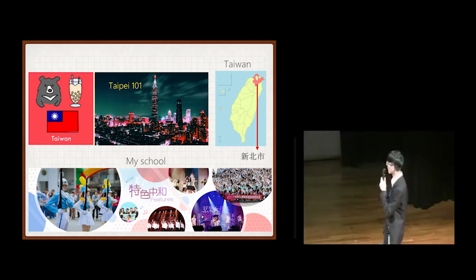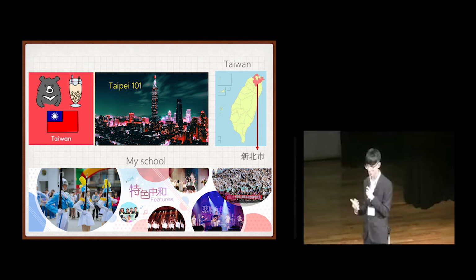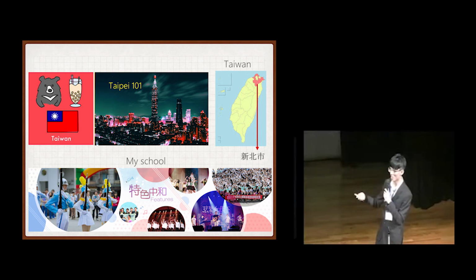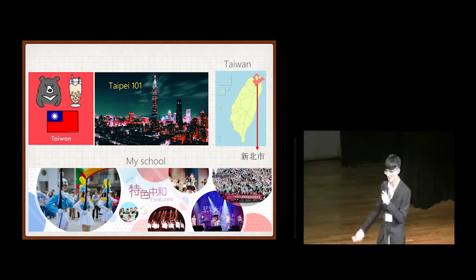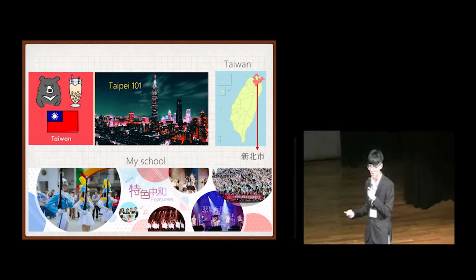And this is my country, Taiwan. It has a lot of food and drink, and it is very tasty, like beef noodle and boba milk tea. And we have a famous building, Taipei 101. It used to be the highest building in the world. And the New Taipei city is surrounding the Taipei, and my school is in the New Taipei city, and it is the best school in the New Taipei city.